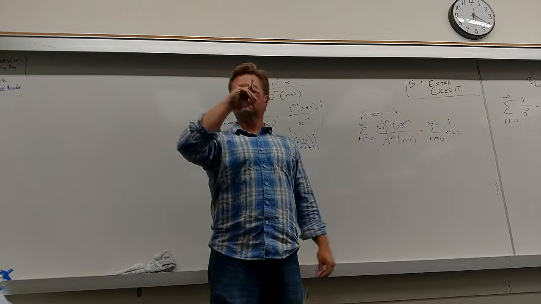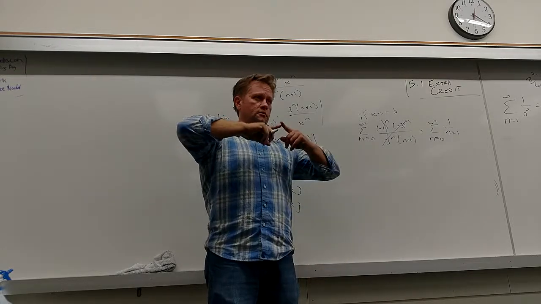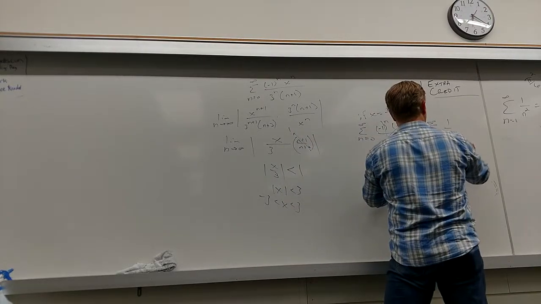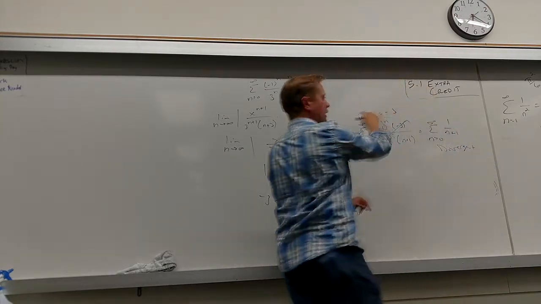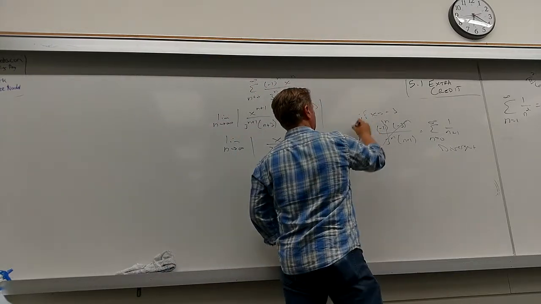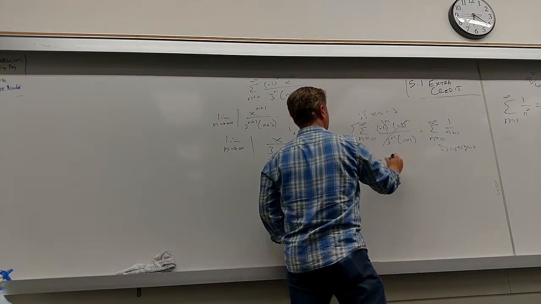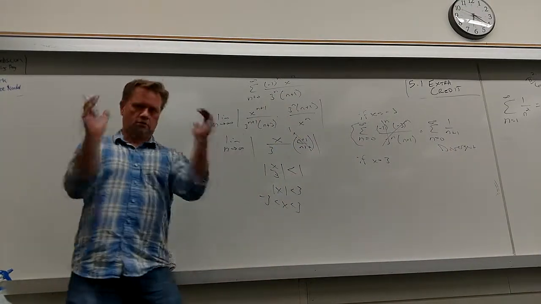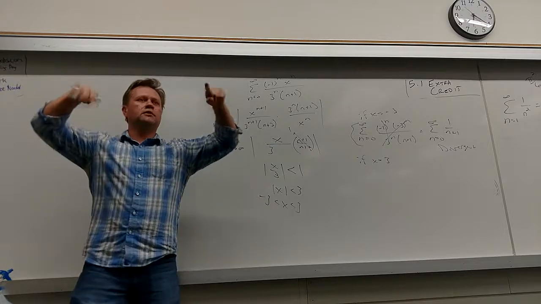Yeah, it's harmonic, and harmonic diverges. So I can't include negative 3, but what happens at positive 3? So this is if x is negative 3. What if x is 3? Doing this only tells you within. The endpoints, I don't know.